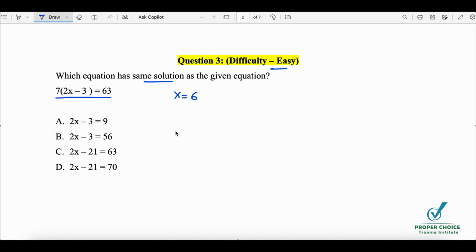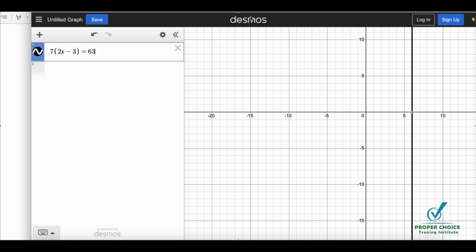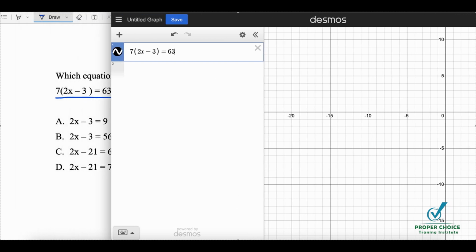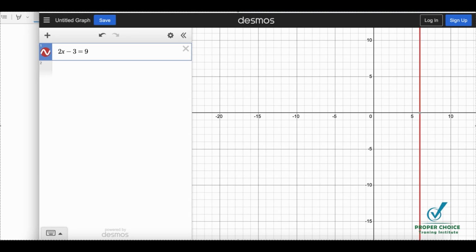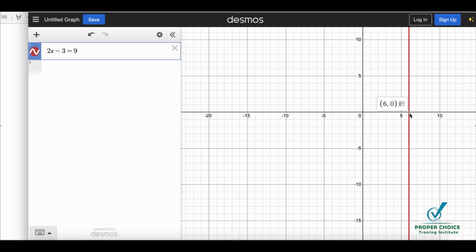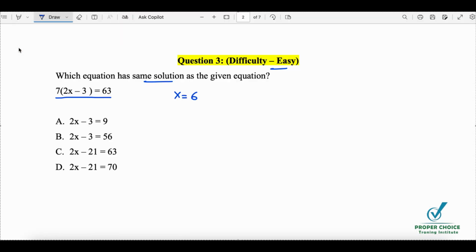Now then, how do I do it? Which option is true? Again, I'm going to do the same. I have to type the other equations which have been given and see which equation gives me the same answer for x as 6. Check it out with option A: 2x minus 3 is equal to 9. What value of x am I getting here? I am getting the value of x as 6 again. So definitely this will be your answer. So for sure A is the right answer.